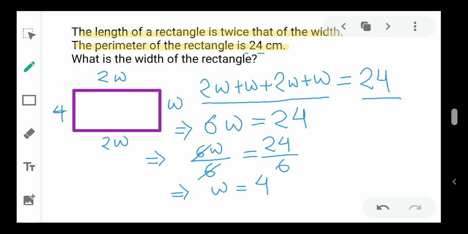And what is the value of the length then? Use that the length is twice the width. So if the width is 4, which I have gotten from here, this will be 2 into 4, that is 8, right? So this is how we have to solve the questions.